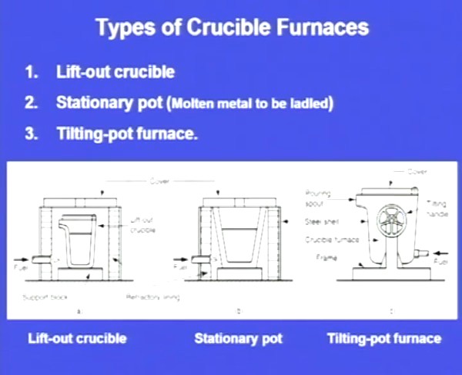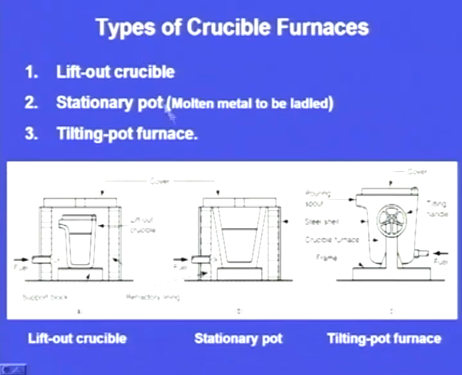And there are three types of crucible furnace. One is lift out crucible, second one is stationary pot in which molten metal has to be ladled, third one is tilting pot furnace. In the lift out crucible, so this is the crucible and we are burning it here either by gas or oil or by coke, and after melting is over we take the crucible out of this chamber and we will take it to the place of pouring. Directly we will pour through this crucible. So, this is the lift out crucible and it is very simple.